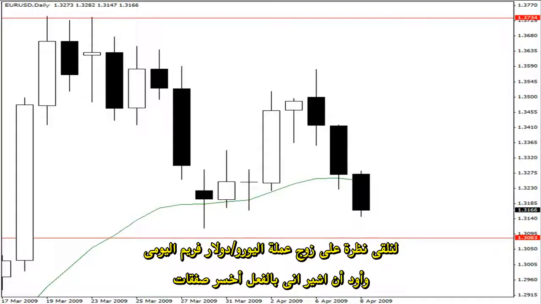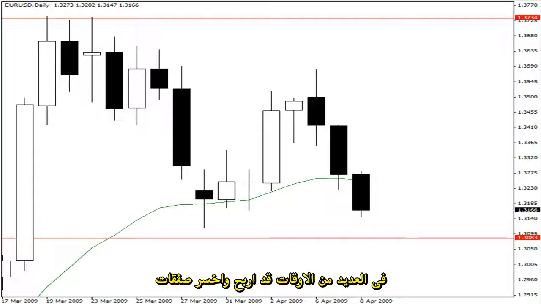Now let's have a look at the Euro-dollar daily chart. And I want to point out that I'm human. I do lose trades, and in this sample of data I've had some losses and I've had some wins. I have come out in front.